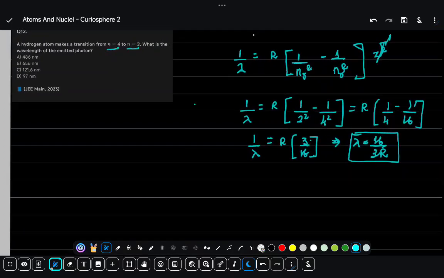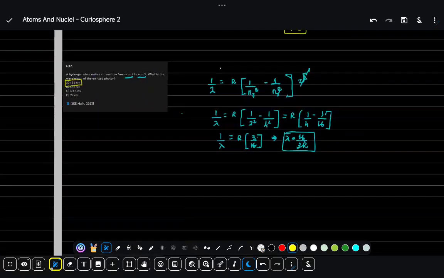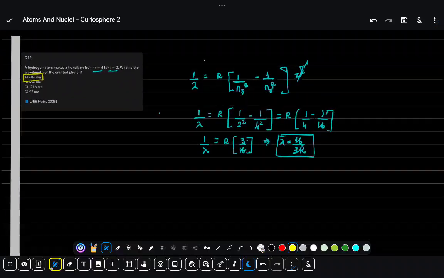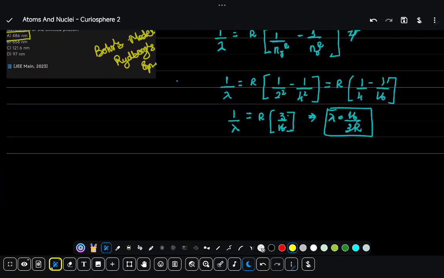Now if you compute this by substituting the value of R, you will get 486 nanometer. So the answer is 486 nanometer. In exam you have to compute it, but yes, 486 nanometer. This is from which concept? Bohr's postulates. Which is the formula we use? Rydberg's equation. Right, it's Rydberg's equation.